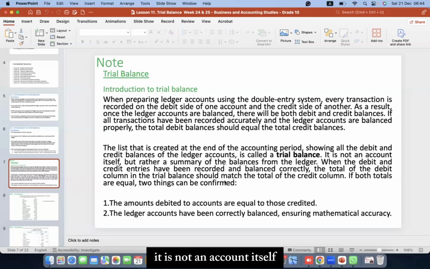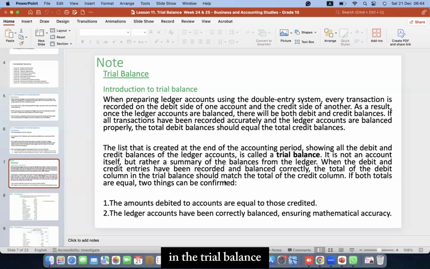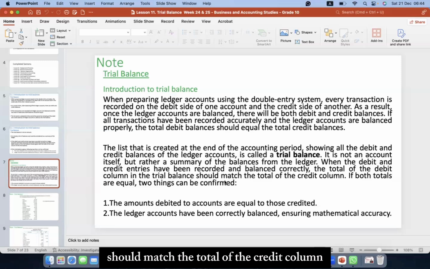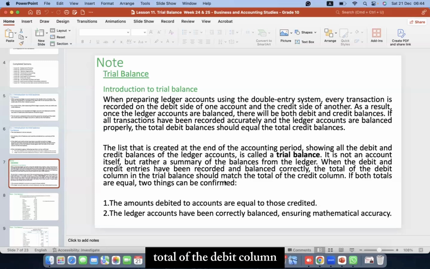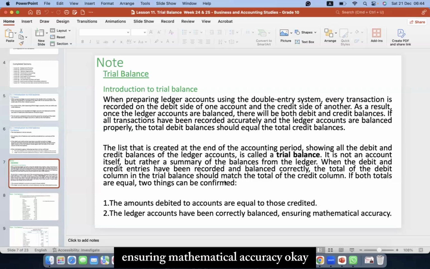It is not an account itself, but rather a summary of the balances from the ledger. When the debit and credit entries have been recorded and balanced correctly, the total of the debit column in the trial balance should match the total of the credit column. If both totals are equal, two things can be confirmed. That is, the amounts debited to the accounts are equal to those credited, and the ledger accounts have been correctly balanced, ensuring mathematical accuracy.